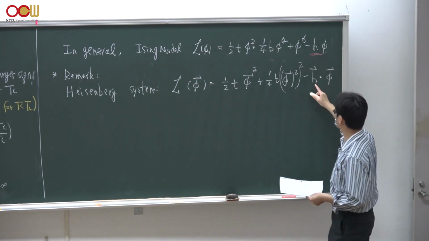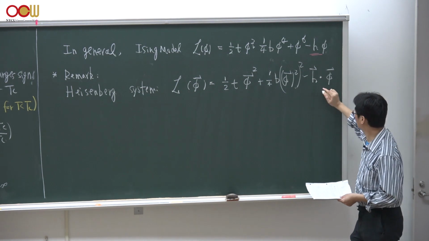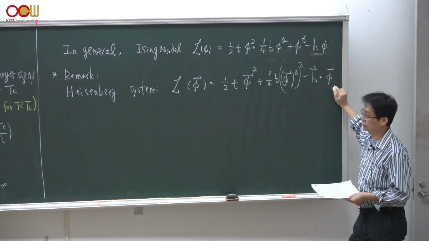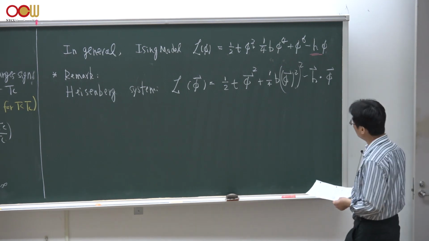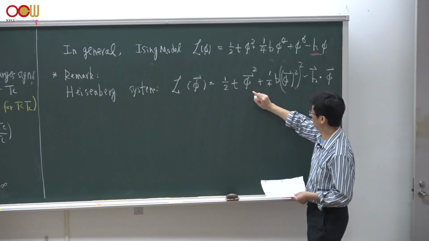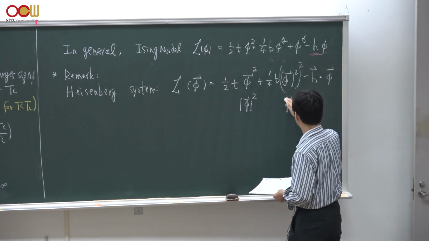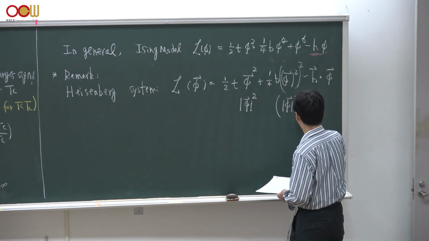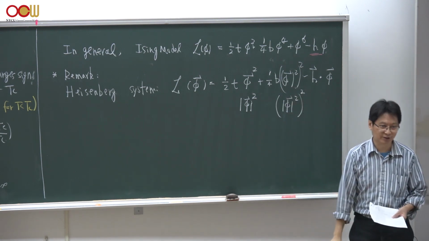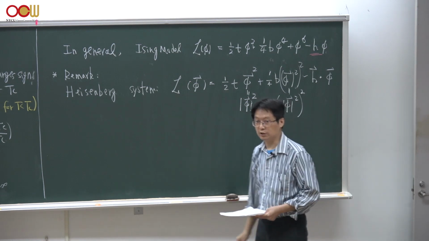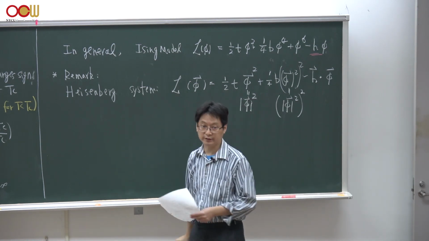So the Zeeman term is actually the dot product between this H, the field direction, and the direction of the magnetization vector. And the quadratic term is actually the magnitude of this vector. And the quartic term is again the square of the square magnitude of the phi vector. So I guess that should be enough for today.